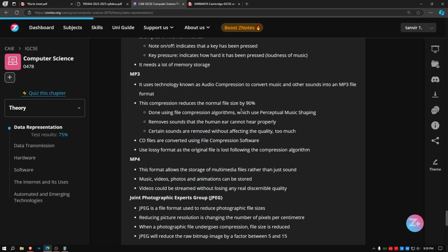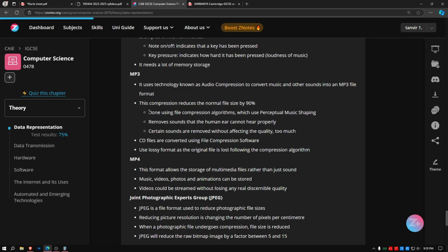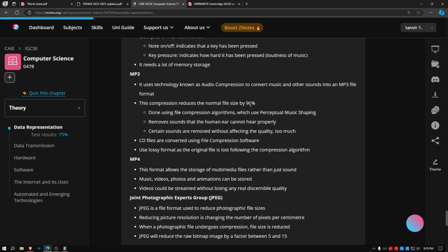It removes sounds that the human ear cannot hear properly. Certain sounds are removed without affecting the quality too much. So all these 3 points, please do remember them. At the very highest, there will be questions with 2 marks, so you need to know 2 points. But I think you should remember three.